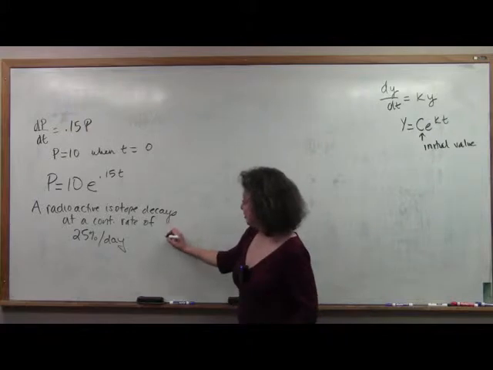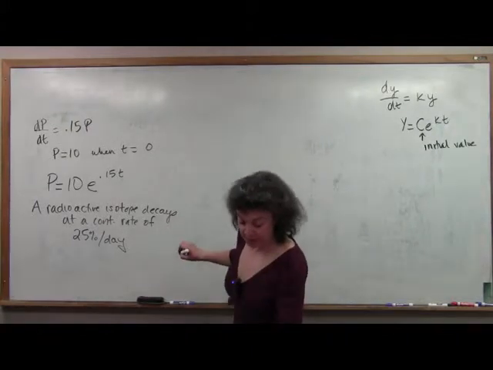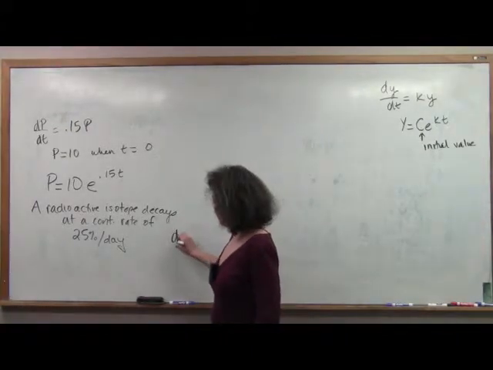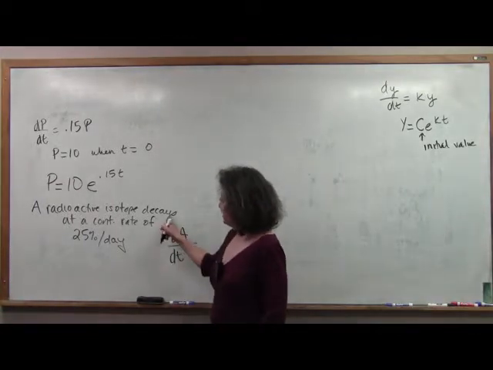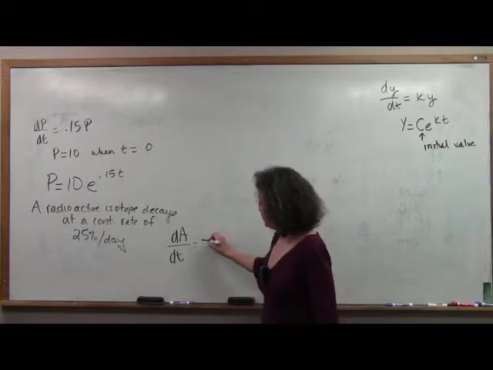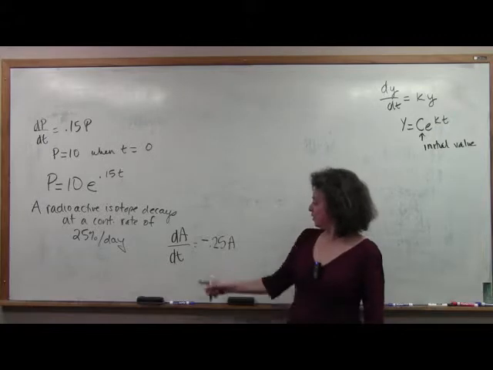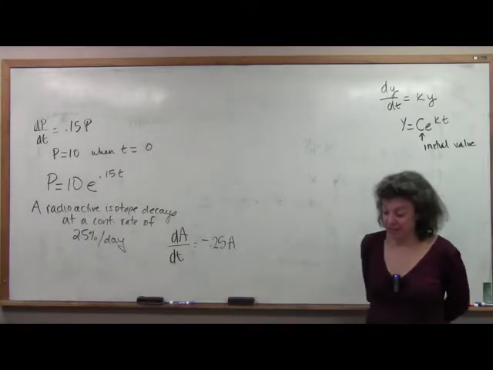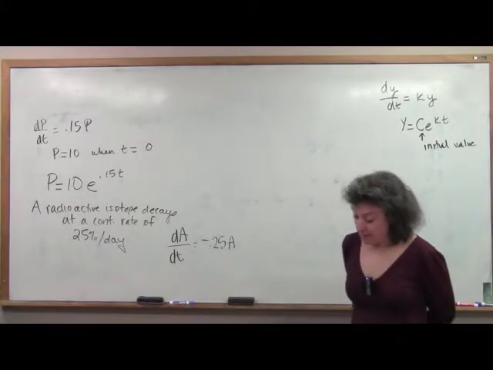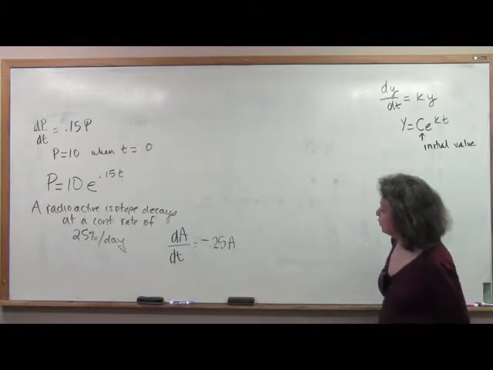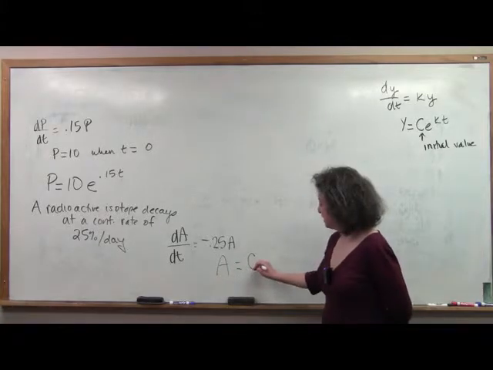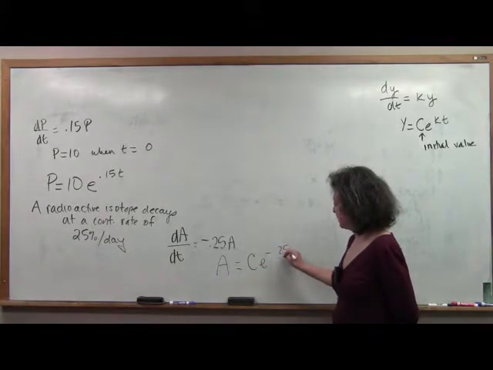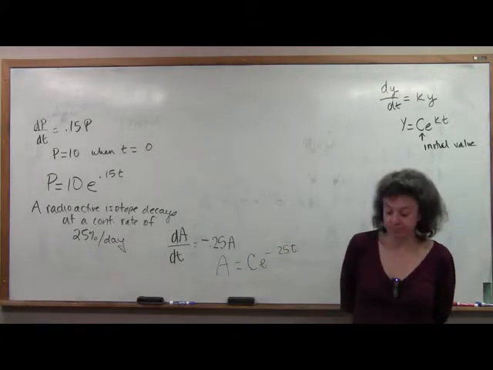So to write the differential equation, it doesn't really matter what letter we use. We'll say dA dt. Okay, notice it's decaying at a rate of 25%. So we have negative 0.25A. All right, well, what is my general solution then? A equals C e to the negative 0.25t.